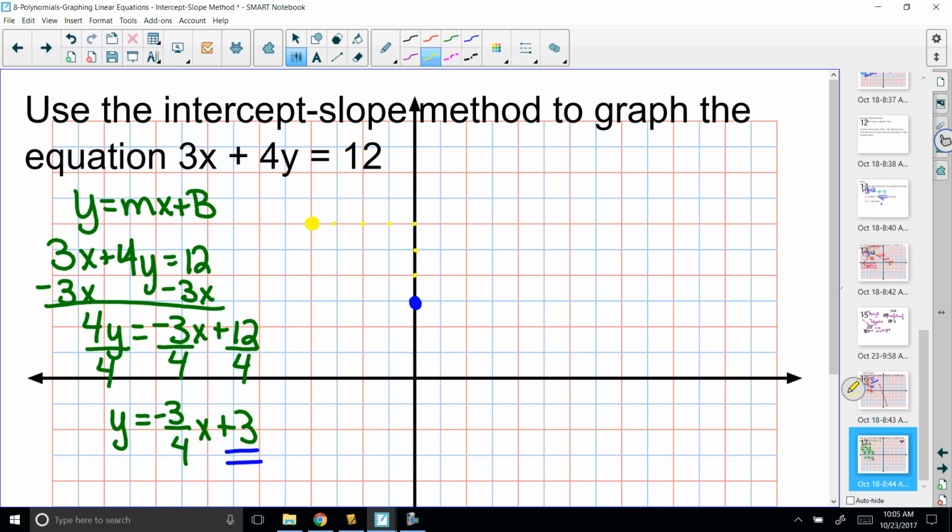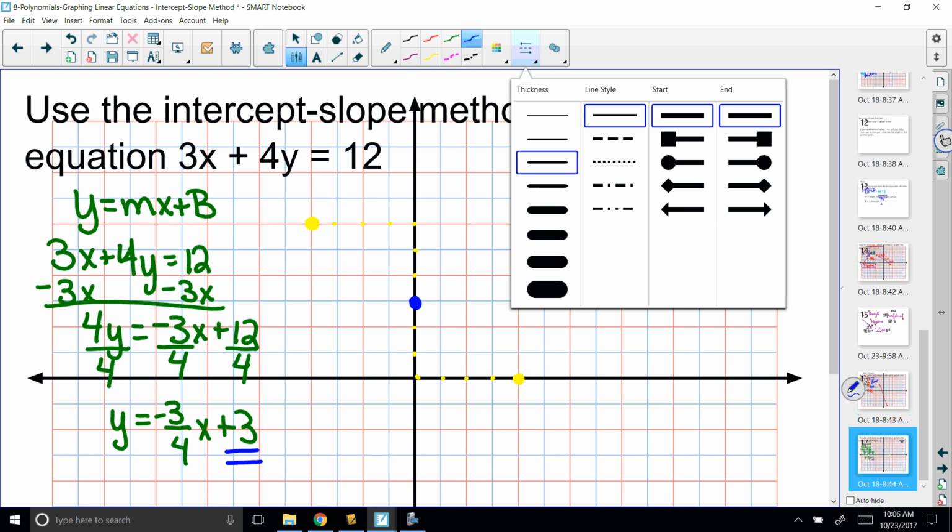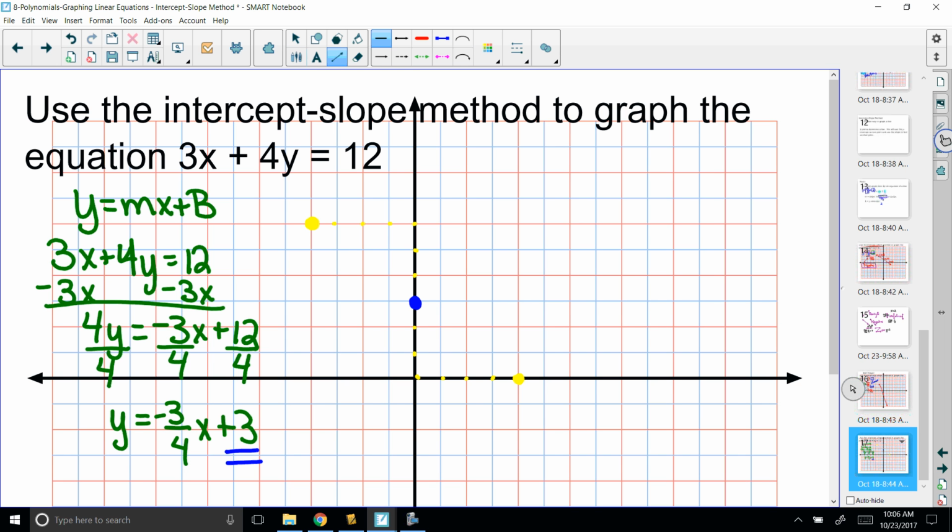Or I can go down. I go down 3. 1, 2, 3. And which way? 4 to get a negative slope. To the right. 1, 2, 3, 4. There's another point. So if I connect them, there is the graph of your line. It's a lot easier than picking numbers, putting numbers in, and having to calculate it.